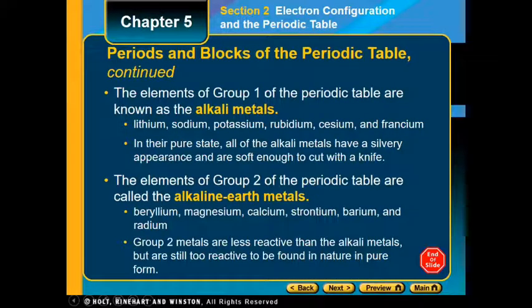Group 2 are known as the alkaline earth metals. And this is going to be beryllium through radium. They are slightly less reactive than the alkali metals, but are still too reactive to be found pure in their pure form within nature. So alkaline earth metals is the special name for group 2.